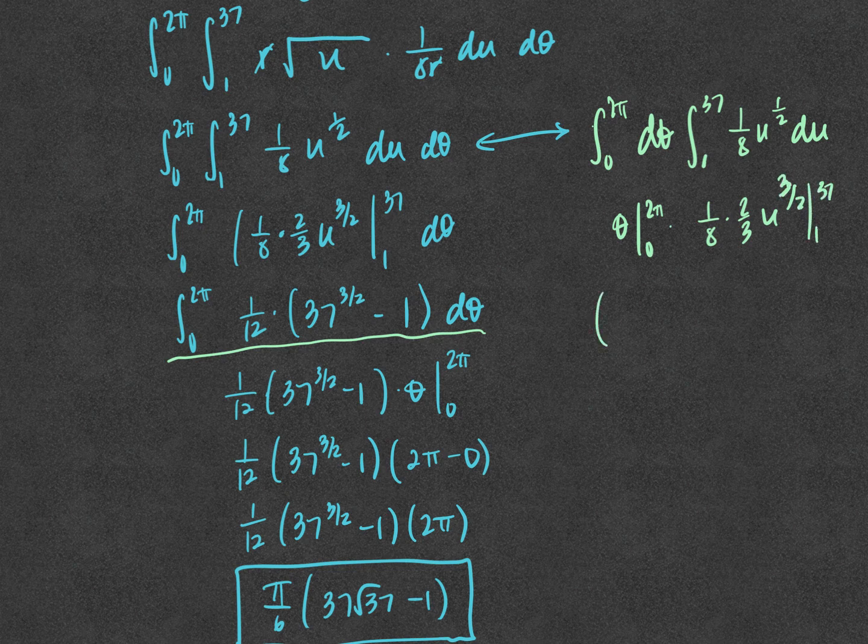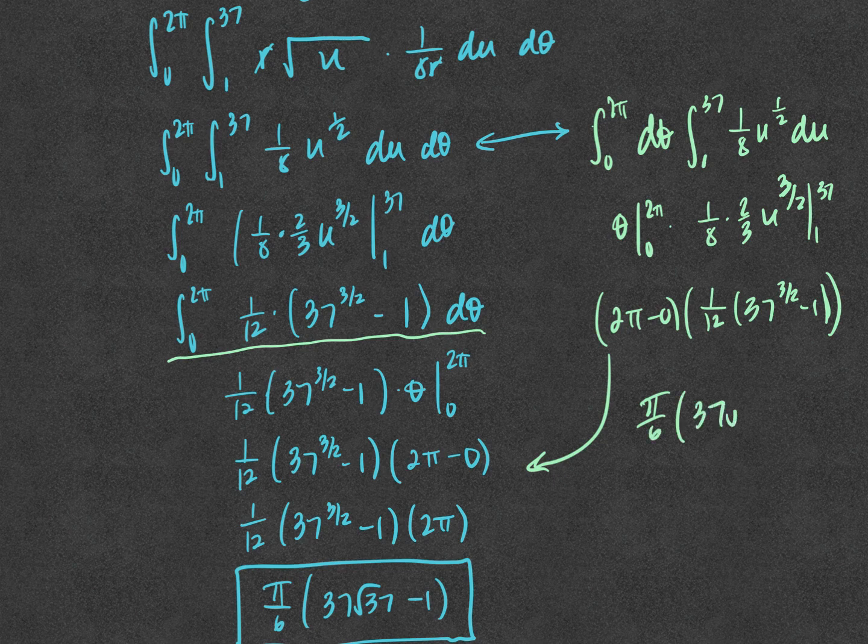So we have 2 pi minus 0 times 1 over 12, parentheses, 37 to the 3/2 minus 1 to the 3/2, which is 1. So you can see that that's the same as this line down here, and it'll take you to pi over 6 times 37 square root of 37 minus 1. It only works because there are not multiple variables happening there. So you can take the two integrals separately and multiply them. But if you're in doubt, don't do it, okay?